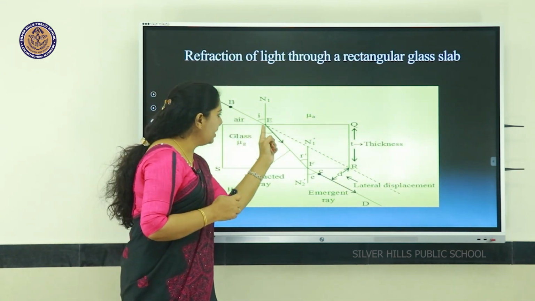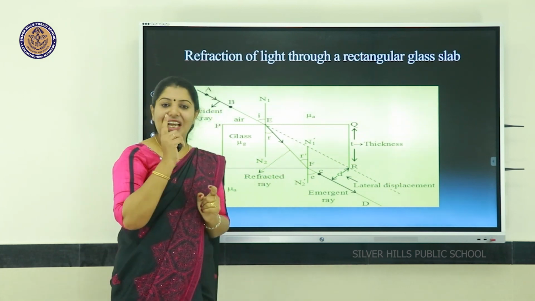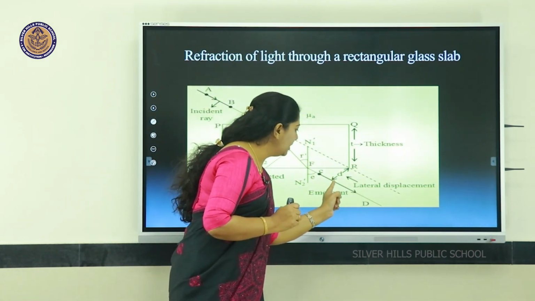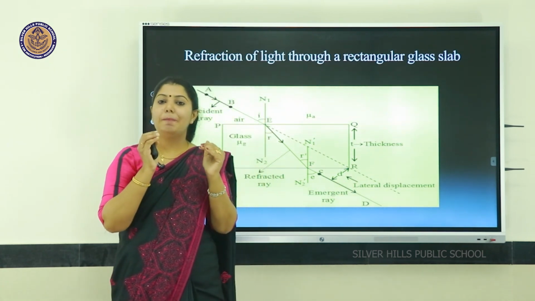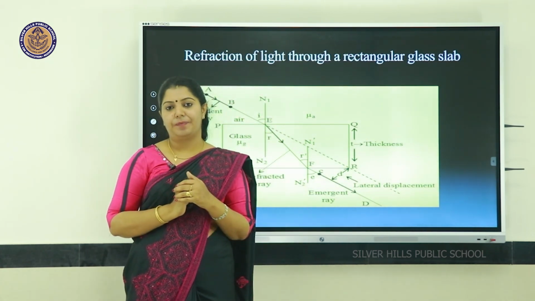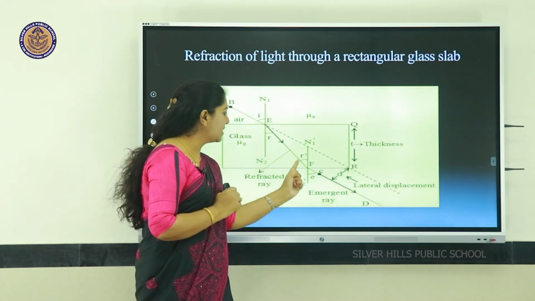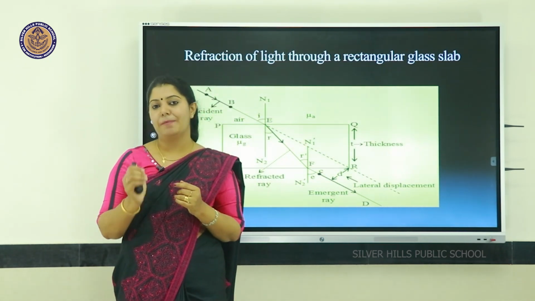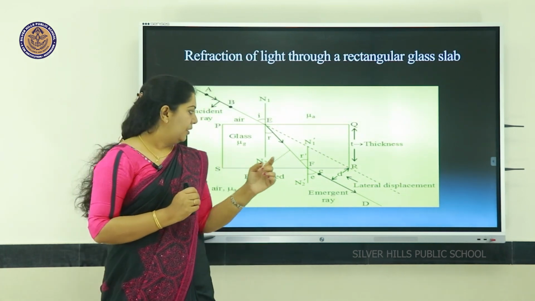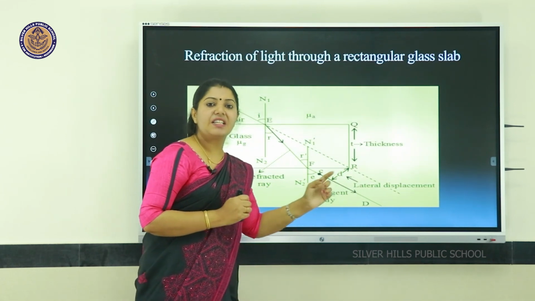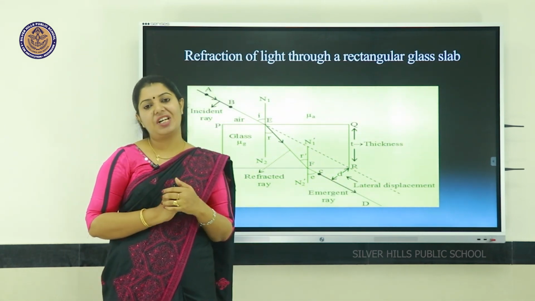When you extend the incident ray, you can see that the extended incident ray and this emergent ray are parallel to each other, because here the angle of incidence is equal to the angle of emergence. So this extended incident ray and this emergent ray are parallel to each other.